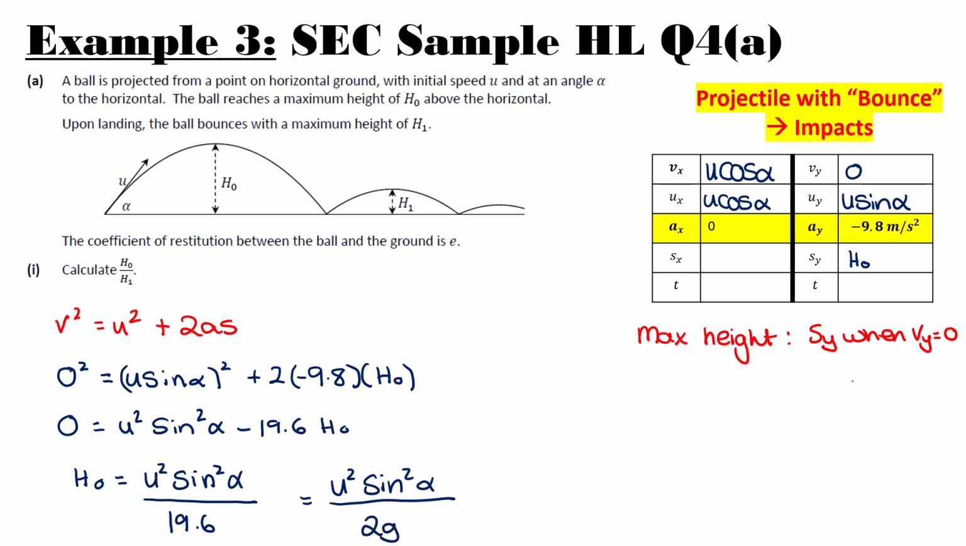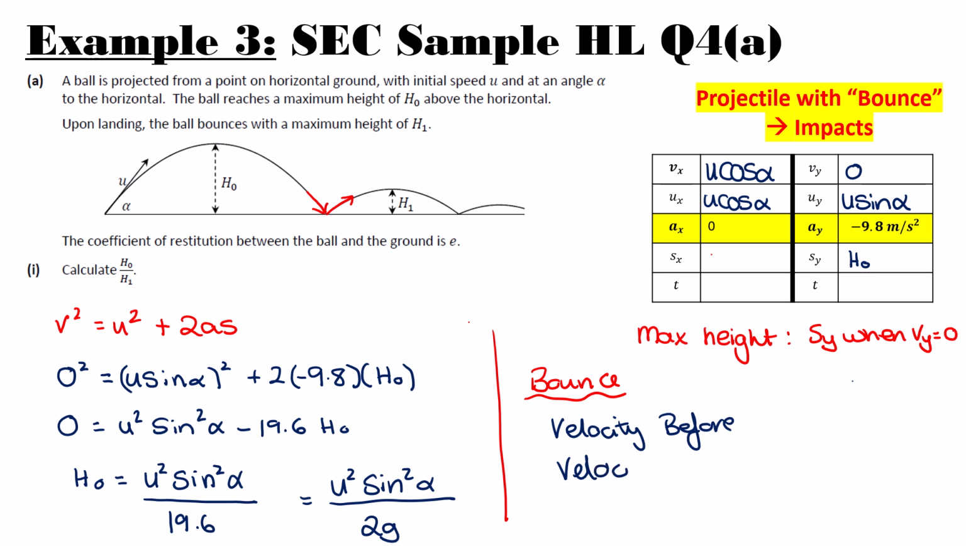So then there is a bounce. After we've worked out our first projectile, it comes down, hits the ground, and comes back up. So I'm going to label this the bounce. And in order to work with the bounce, we need to know the velocity before, and we're going to then work out the velocity after.